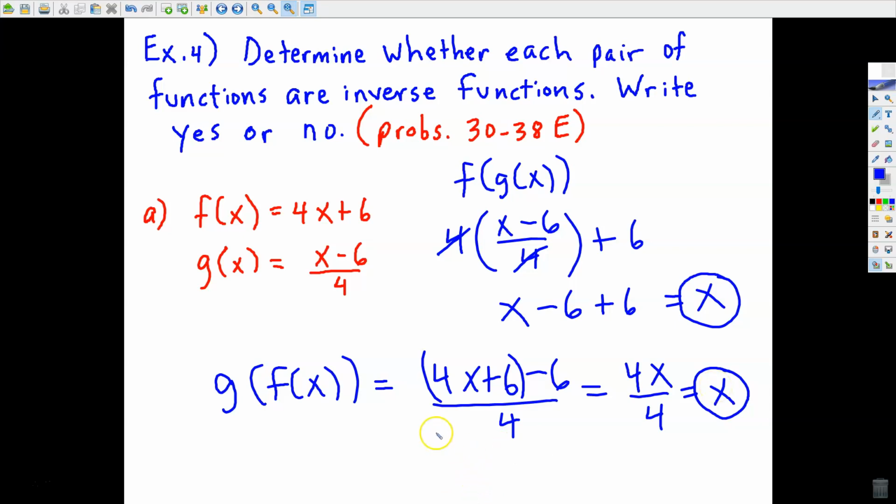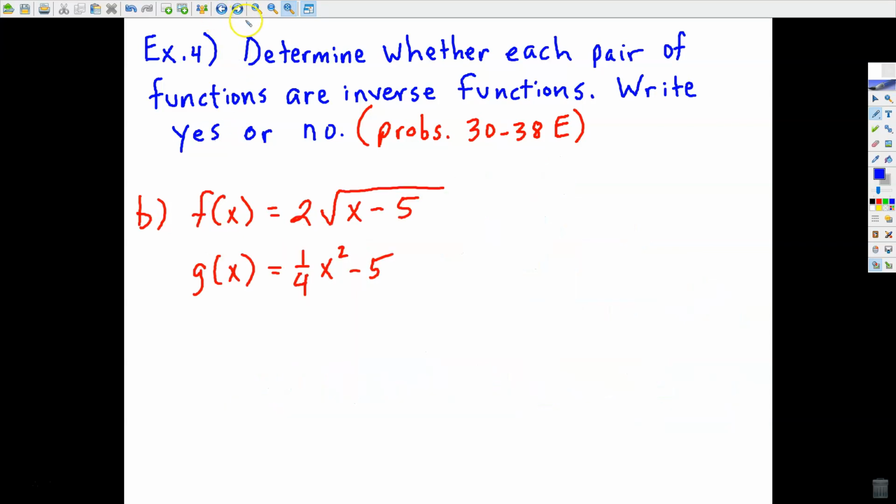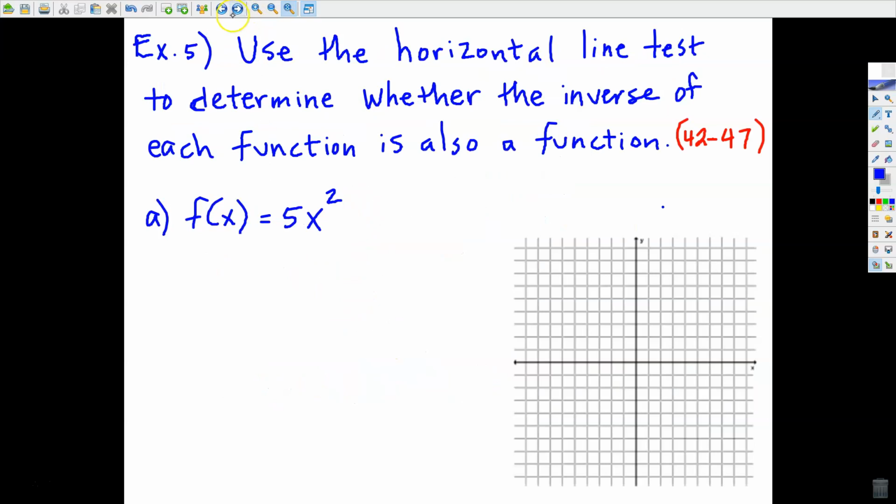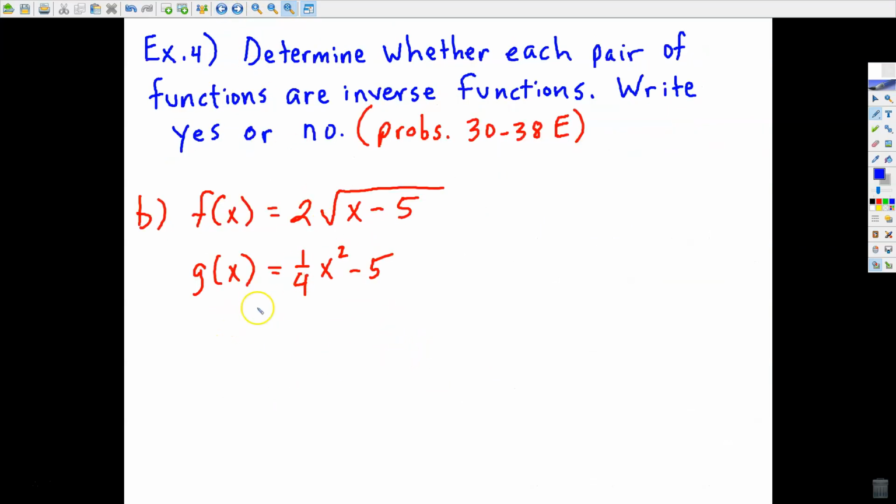Yes? Yeah, that's a great question. There are cases where with one it will be x, but with the other one it's not. So you can't just assume when you do the first composite that it's going to work out for the second.